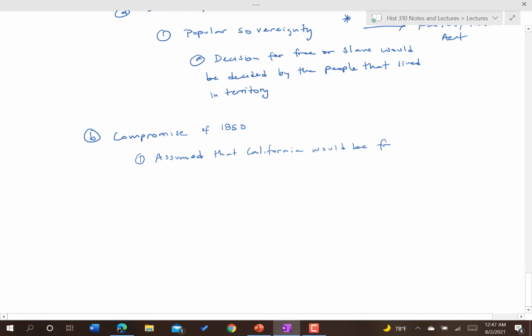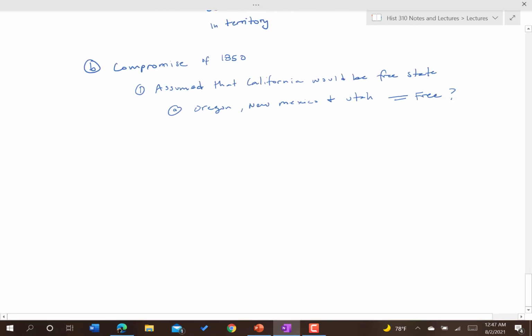And then you had more outrage, uproar, concern with Oregon, as I mentioned, New Mexico, and Utah. And the concern was that all of these could be free. And that's a lot of free territories and states that then shifts the political balance.